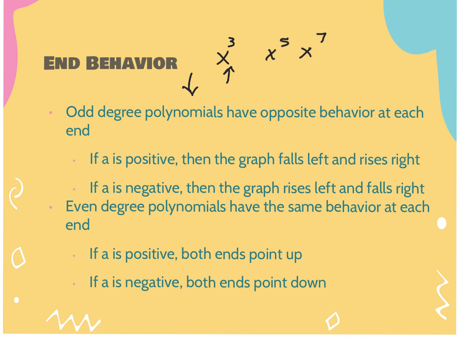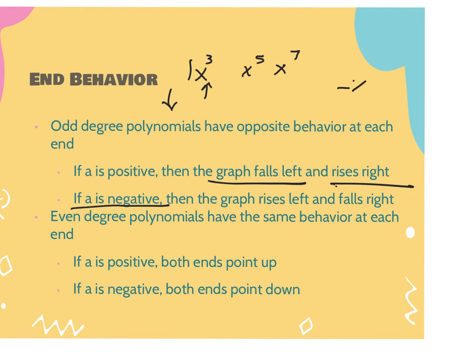Understand this terminology, because again, you're going to be looking for multiple choice answers. So again, if a is positive, so it's a positive 1 here, then the graph will fall left and rise right. If it's a negative number in front of your variable, like a negative x cubed or a negative x to the fifth, then this one's going to rise to the left but fall to the right. And that's what it states here. So when the power is an odd number, the direction of your graph is going to be opposite.